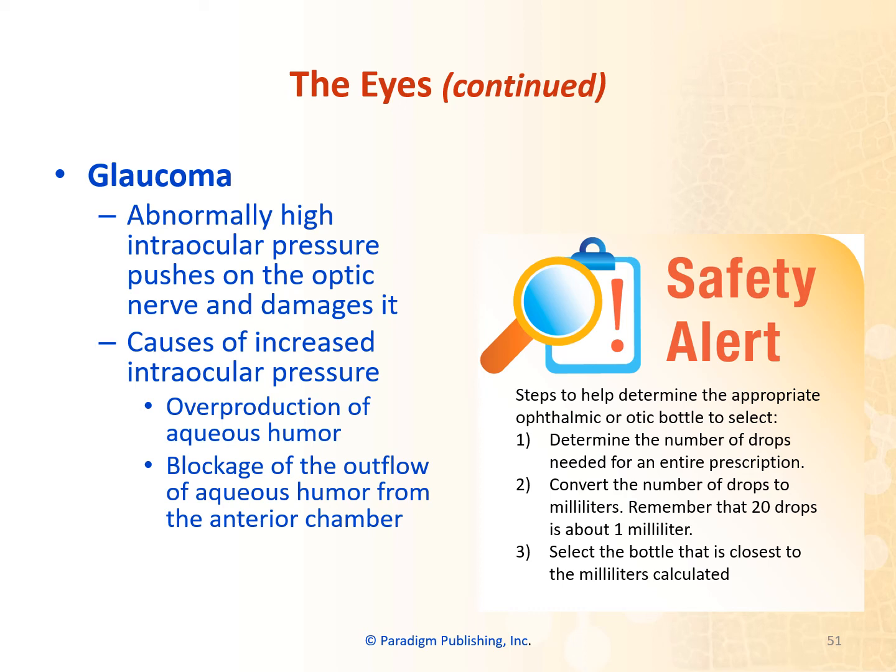Some steps to help determine the appropriate ophthalmic or otic bottle to select. Determine the number of drops needed for the entire prescription. Convert the number of drops to milliliters. Remember that 20 drops is about 1 ml. And then select the bottle that is closest to the milliliters calculated.